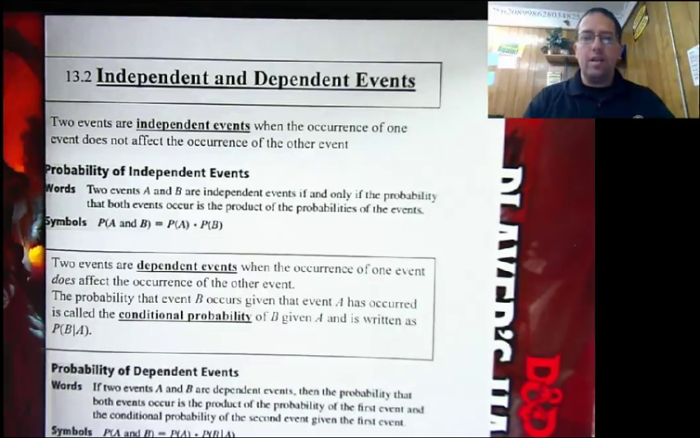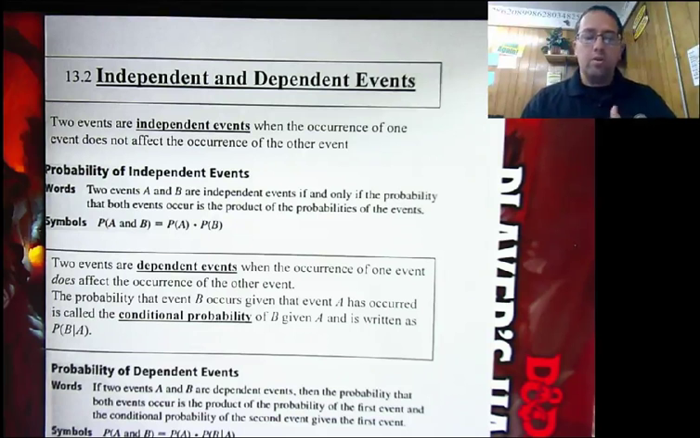Hello class, today we are going to continue our study of probability, and we're going to look at the difference between independent events and dependent events. First off, independent events. This is when one event does not affect the other one. For example, if you flip a coin and roll a die, it doesn't matter if you get heads or tails, you still have options of 1 through 6 on the die, right? So those are independent events.